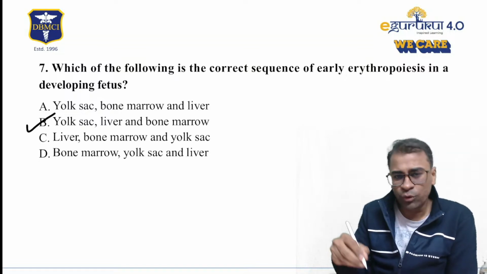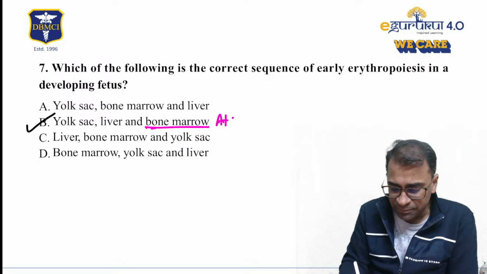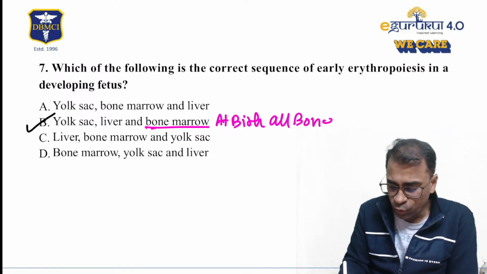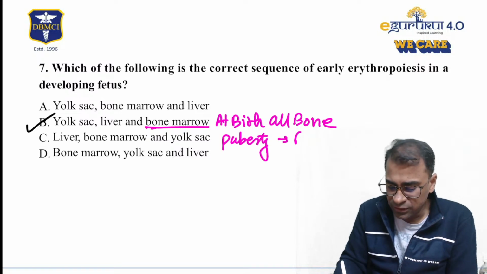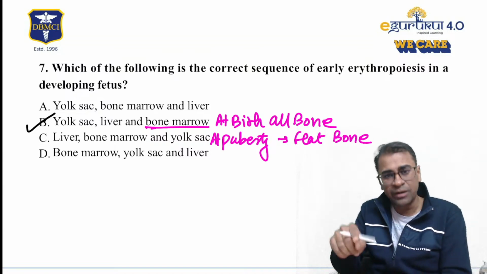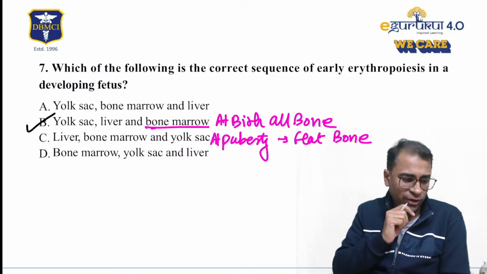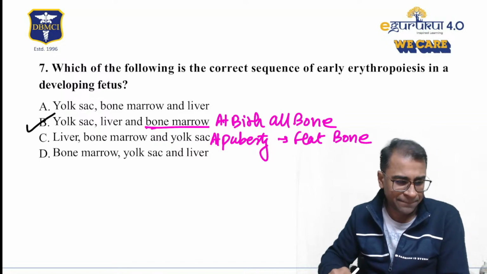So now, the question that I can ask you is, when we talk about the bone marrow, at birth it is all bones, but only during puberty, from puberty onwards, it becomes flat bones. But at birth, it is all the long bones that often lead to this type of production. Okay?